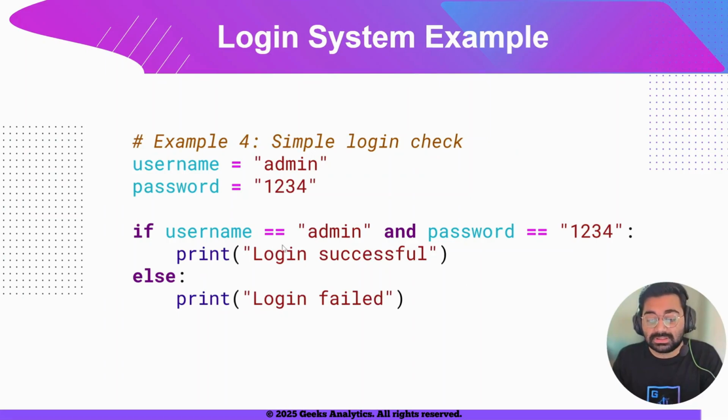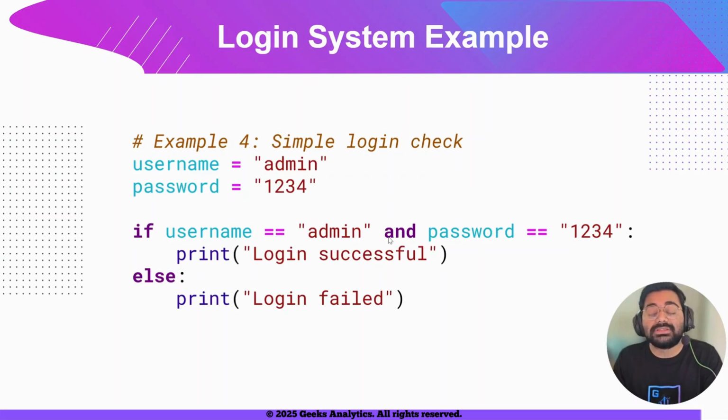So here, if you see, we are doing username equal to equal to, because here we are not assigning a value to username, but we are making a comparison of the value of the username and what we want to check against that. So username here is admin. So admin equal to admin, it will be true.